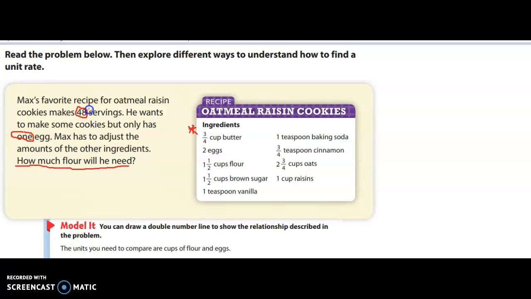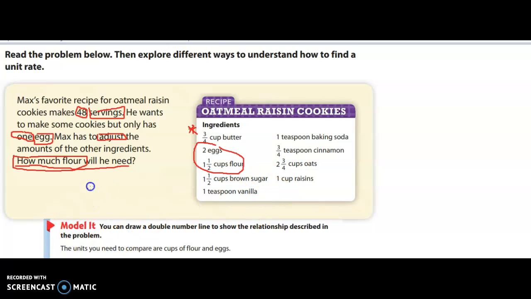We're going to go ahead and box in some keywords. So we see servings. We know that he wants to make cookies and he only has one egg. And then we know he's going to have to adjust the other ingredients. And then we know that we're looking for how much flour. So if we're talking about eggs and flour, that's pretty much telling me what to focus in on with our recipe. So I'm going to go ahead and circle the eggs and flour, because it's not really talking about anything else. All of that would be extra information that we could eliminate. So we don't need any of that.